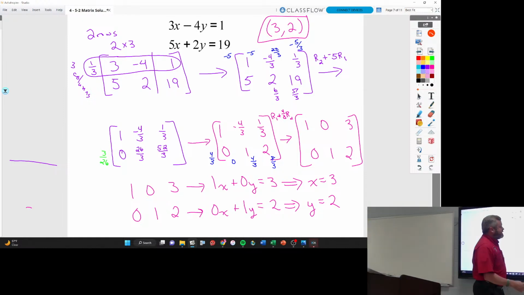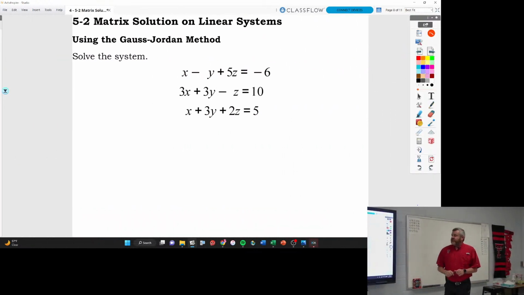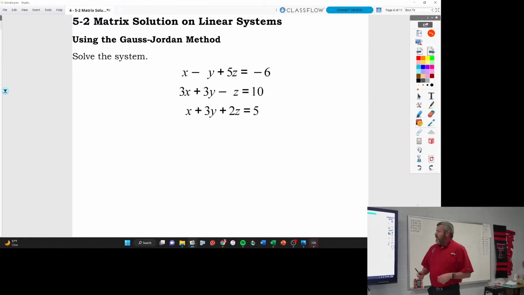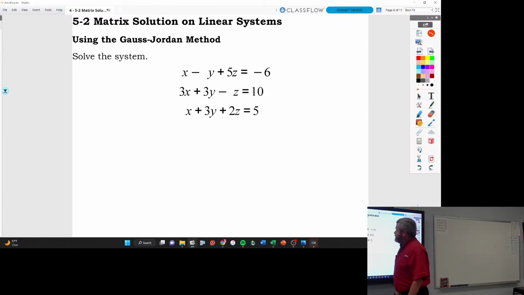But what if the equation gets bigger? Say 3 equations and 3 unknowns. Well, we can apply the exact same process here. It's just going to involve a lot more steps. Okay? So let's go ahead and do this one.